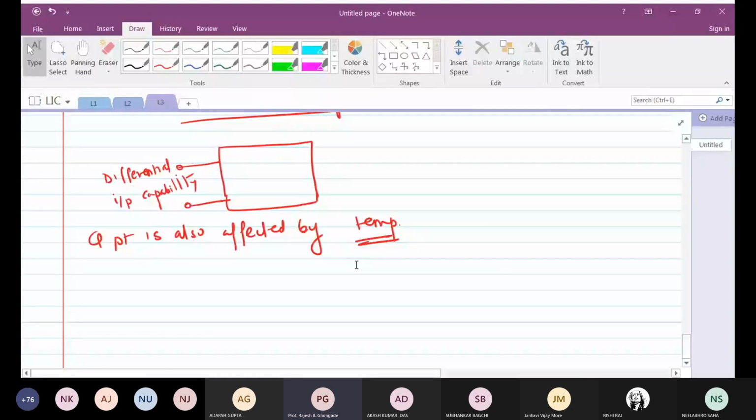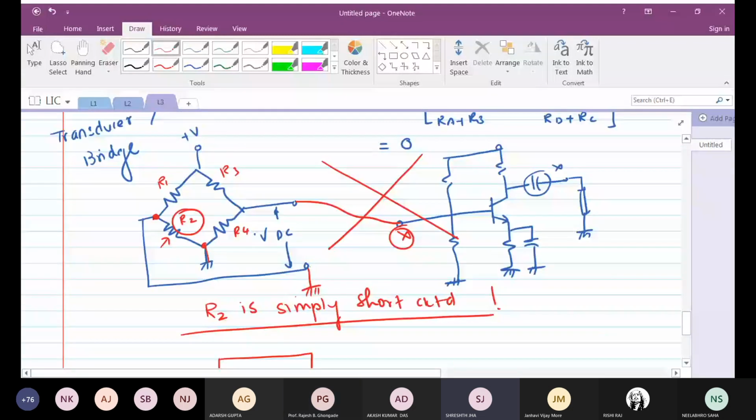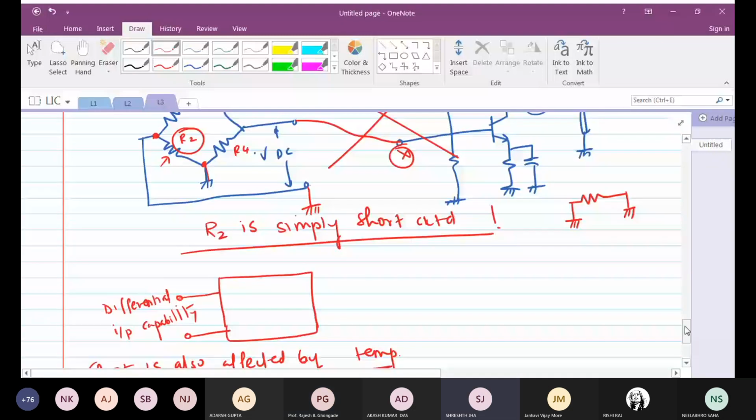Excuse me, sir. How is R2 short circuited? Why is it not open circuited? Sir, both the terminals are connected to 0 voltage, so why is it short circuited? Sir, R2 has both the terminals grounded. That means they both are at 0 voltage. They're short circuited, connected like this. Isn't it? It is a short circuit, no?